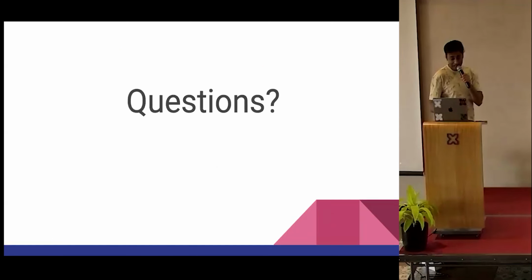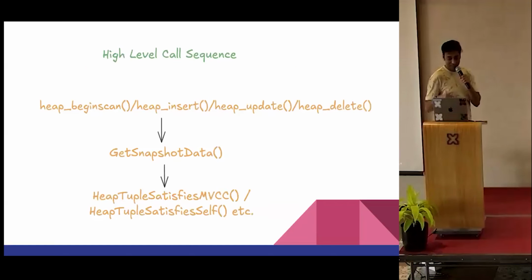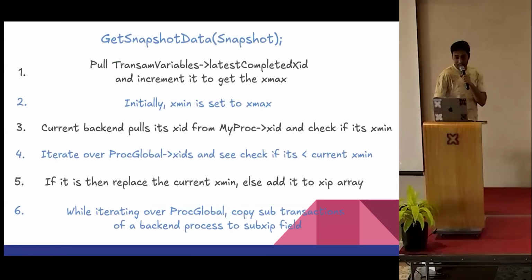Okay. Yeah, this is pretty much it. You construct a snapshot, you apply it to each and every tuple, you use some logic, and that's how you get really nice and simple MVCC in Postgres. Yeah. Any questions now?